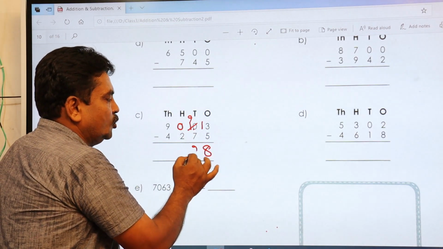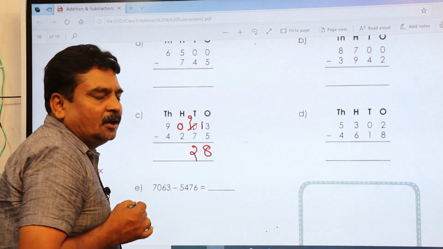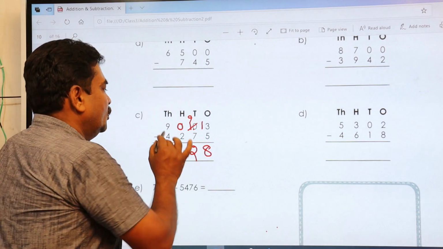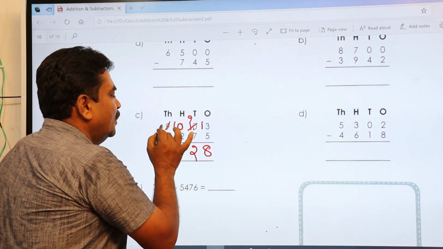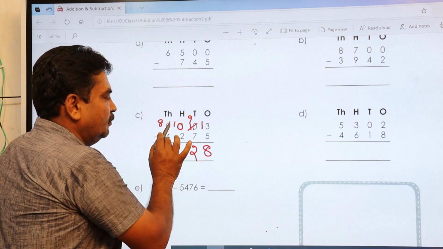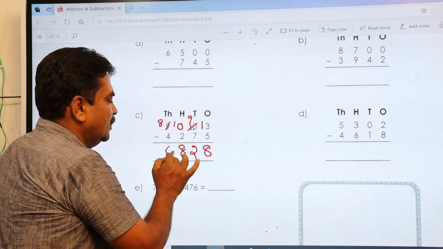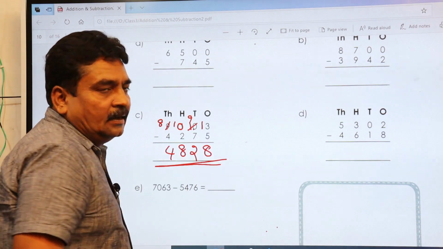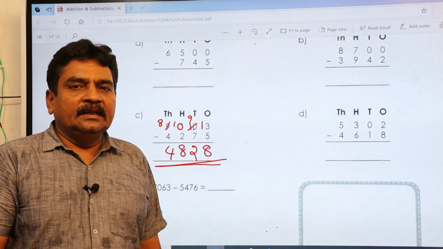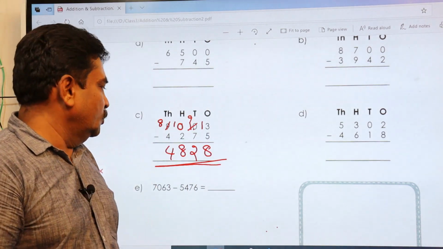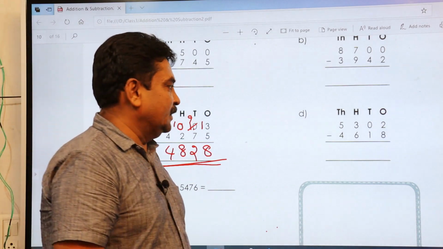So 13 minus 5 is 8. 9 minus 7 is 2. From 0 you cannot remove 2. So what you are going to do, you carry forward one number and here the number changes to 8. It becomes 10. 10 minus 2 is 8 and 8 minus 4 is 4. This is your answer. Please do it in this way. You are going to rock in mathematics.